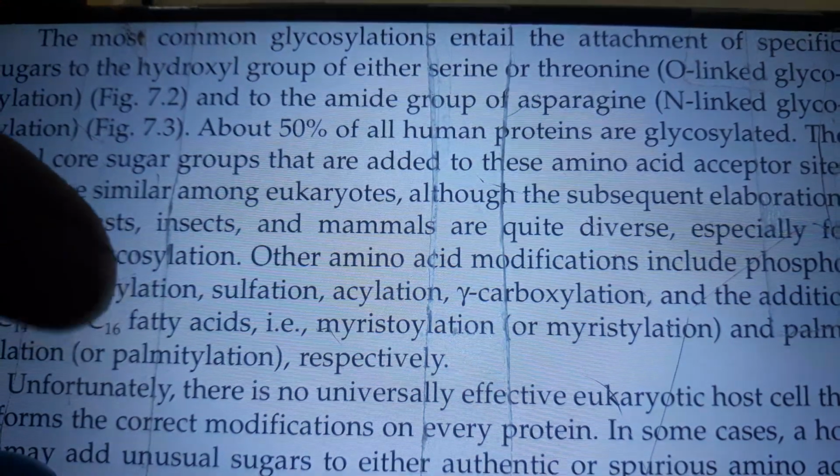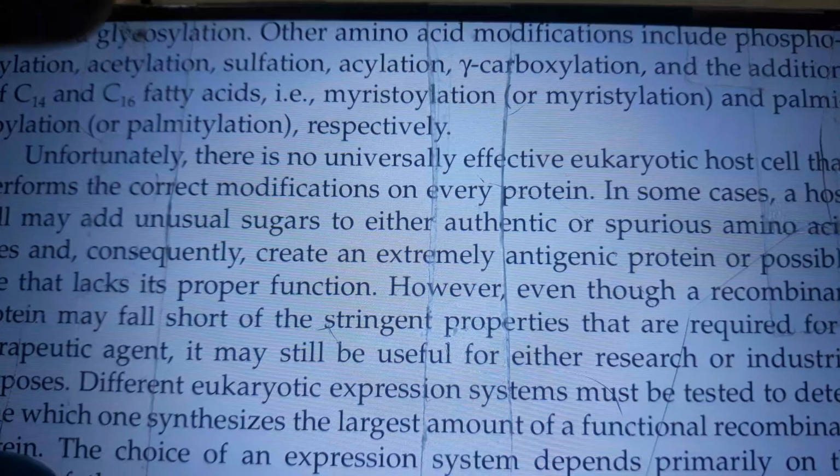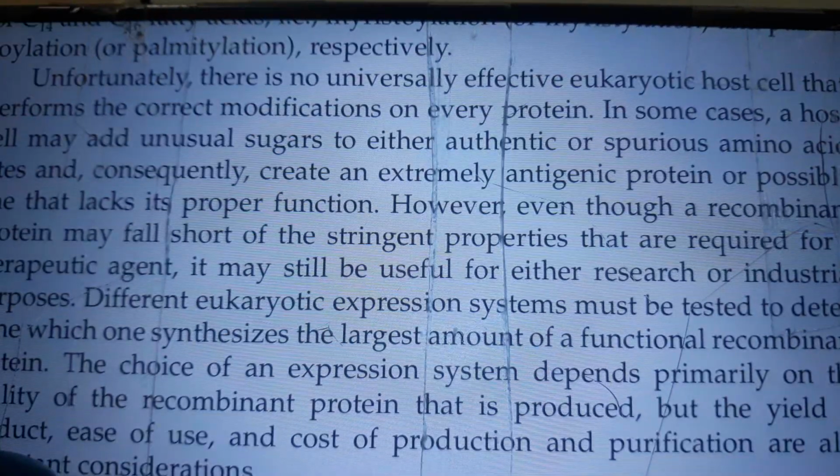Unfortunately, there is no universally effective eukaryotic host cell that performs the correct modifications on every protein. In some cases, a host cell may add unusual sugars to either authentic or spurious amino acid sites and consequently create an extremely antigenic protein or possibly one that lacks its proper function. However, even though a recombinant protein may fall short of the stringent properties that are required for a therapeutic agent, it may still be useful for either research or industrial purposes.